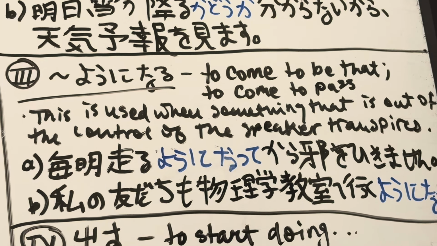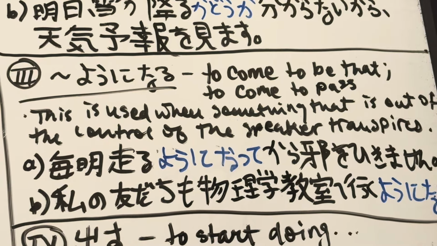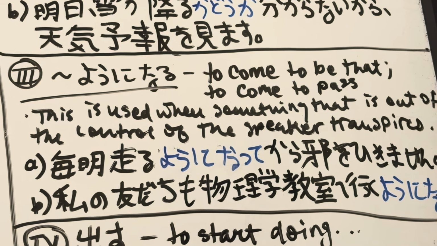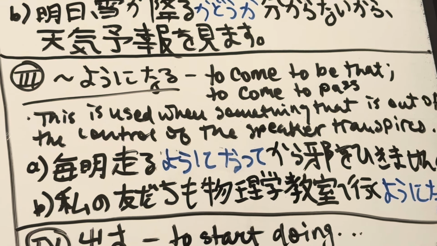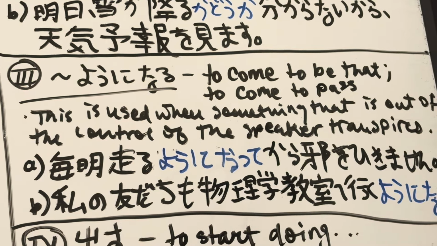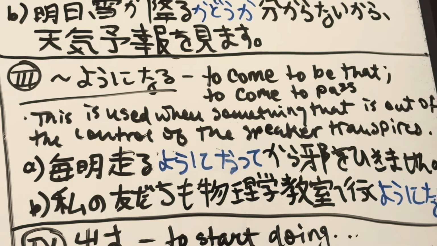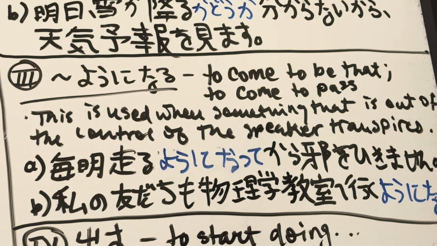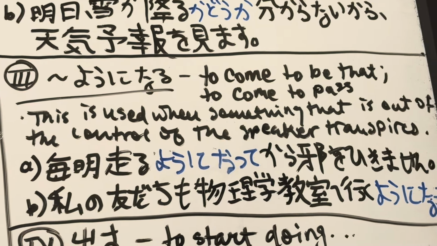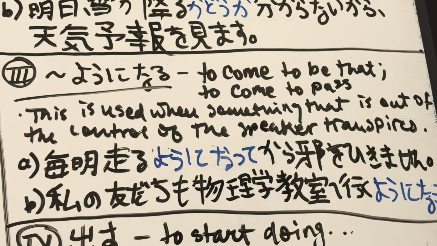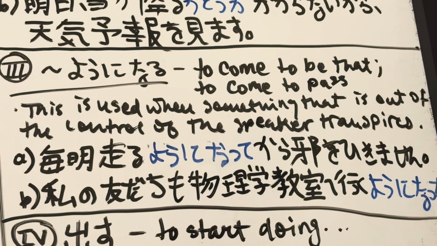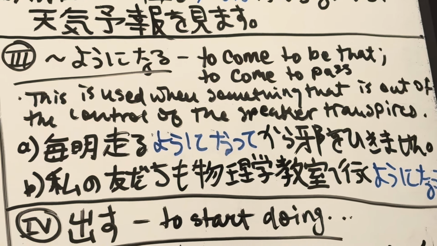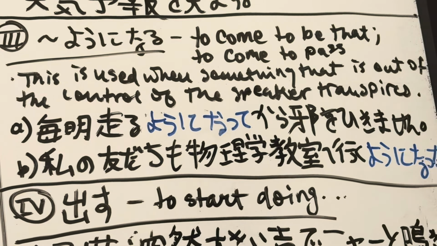Number 3, we have yo ni naru. Yo ni naru means to come to be that, or to come to pass. You could also see it as an indirect way of expressing because. There's usually this causative sort of mood that's appended to it, except it's not directly done by the actor itself. It's more of a consequence of the actor itself. So let's look at these 2 sentences I have down here, and that'll show you what I mean.